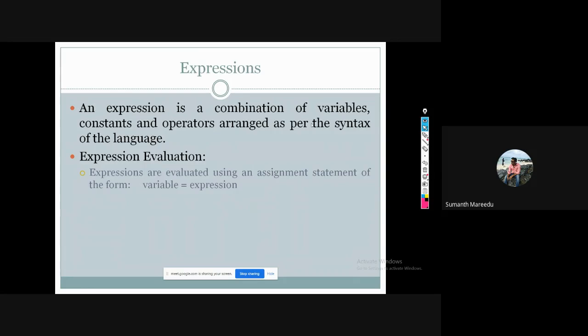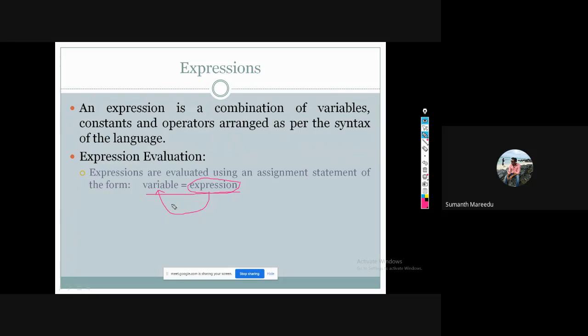Like we'll write like this: variable equal to expression. So this is what your expression is. Here I'll write the combination of all these operators, variables, and constants. Okay. So that is an expression, and after solving or evaluating that expression, the value of this expression is assigned to a variable. Okay. So this is what an expression is.